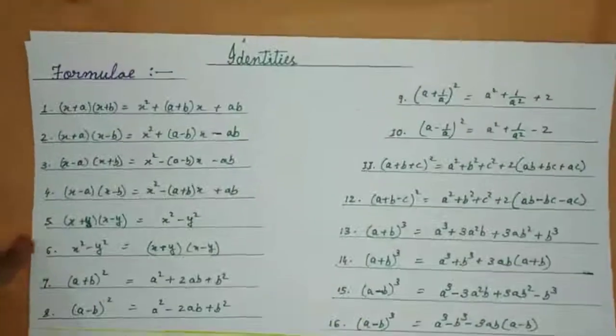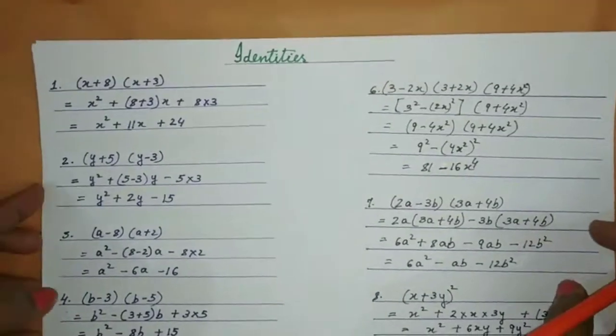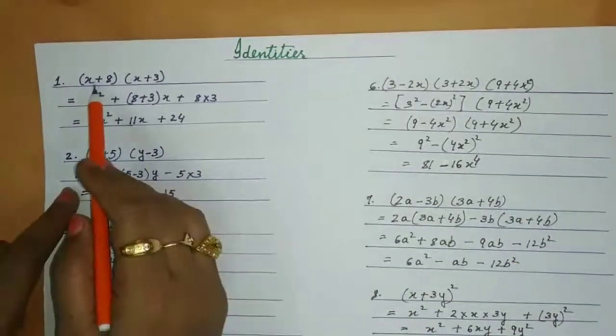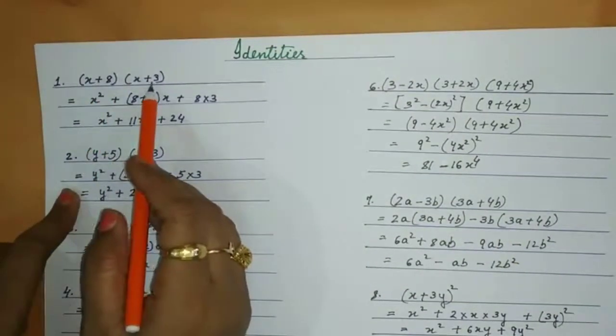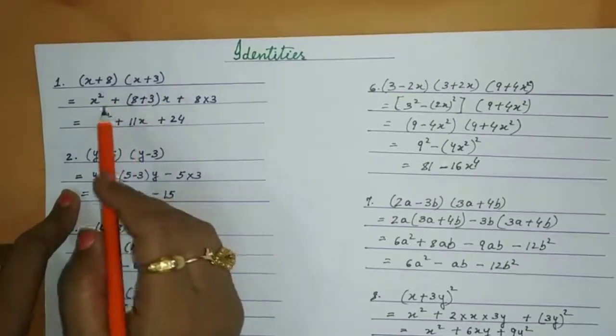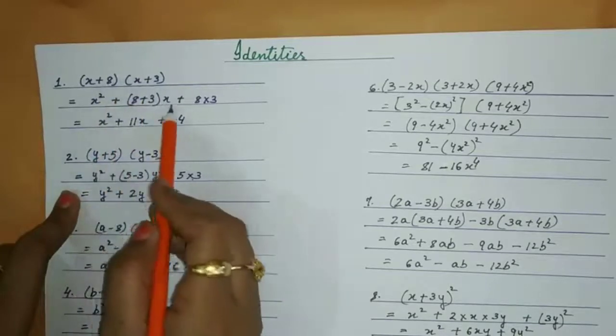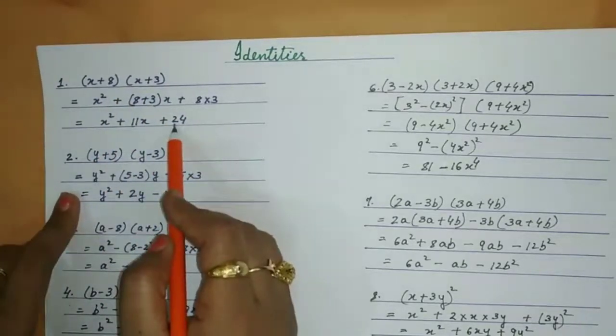I have noted down some more questions for you all, which we will do slowly one by one. Question number 1. x plus 8 into x plus 3. So this is the formula of x plus a into x plus b, and that is x square plus a plus b x, that is 8 plus 3 x, plus ab, 8 into 3 is 24.